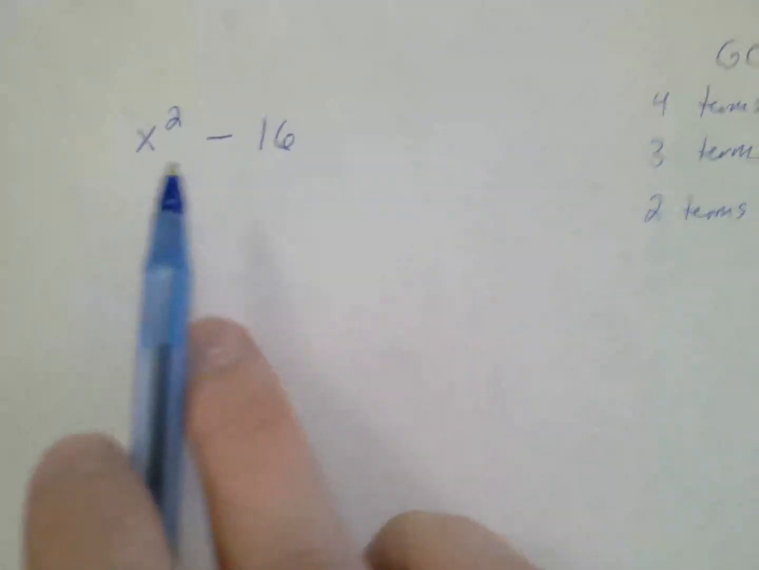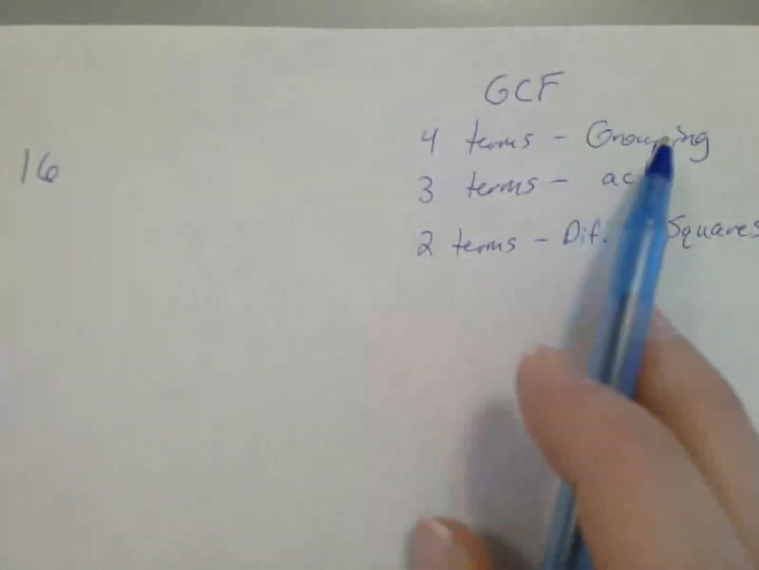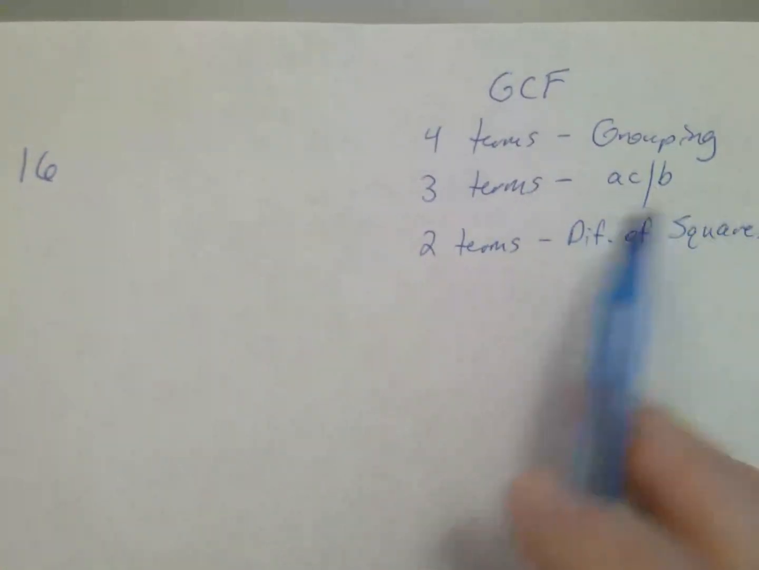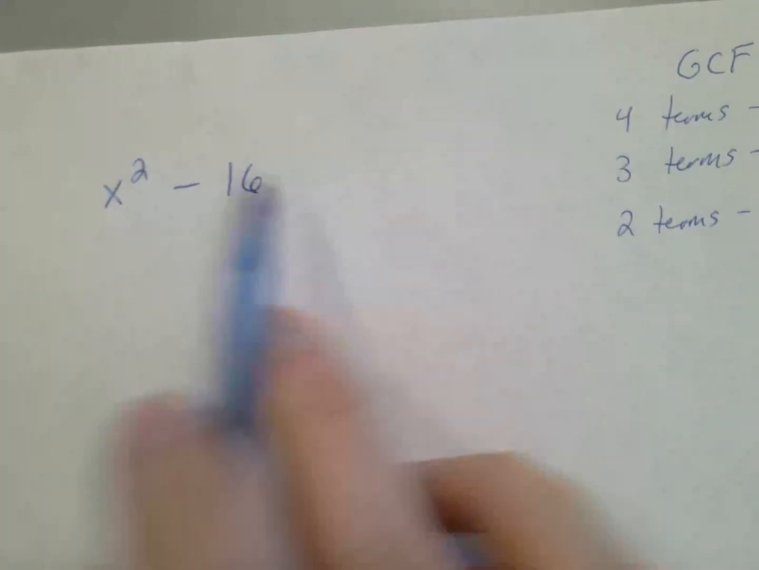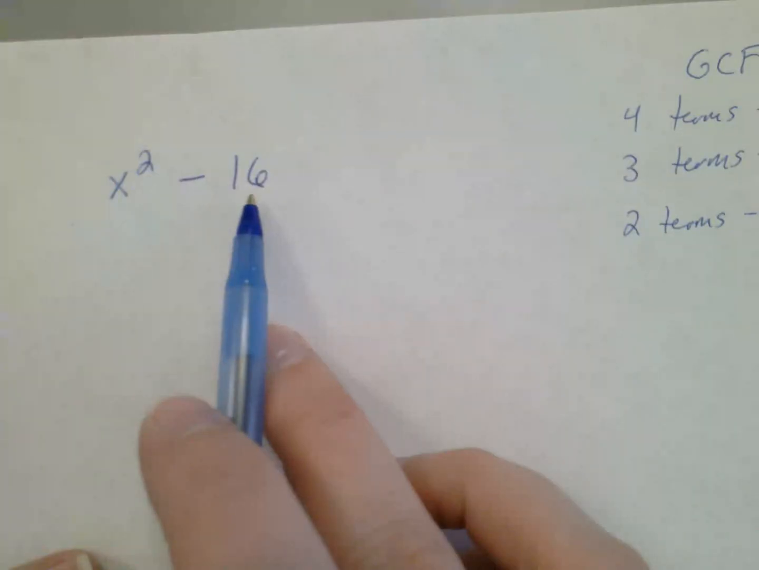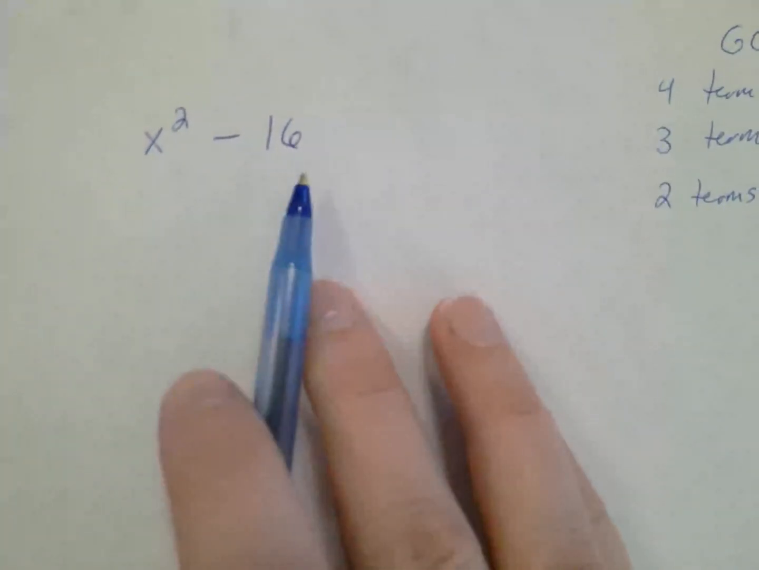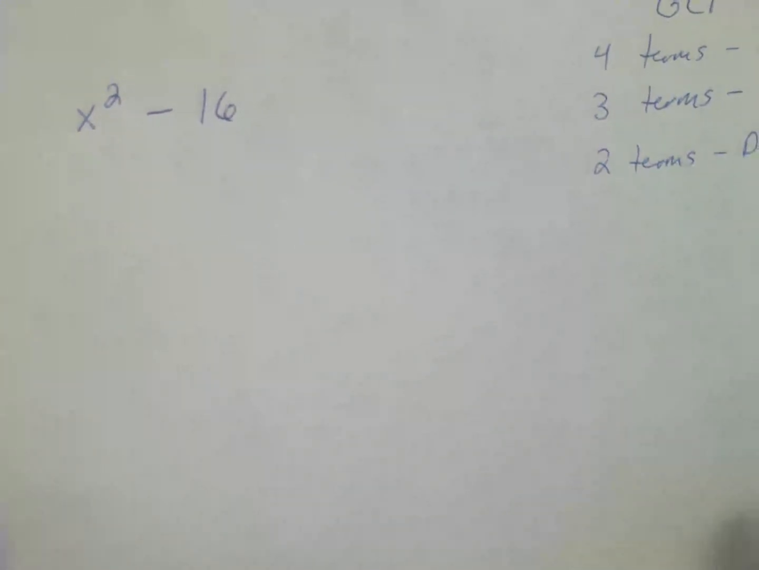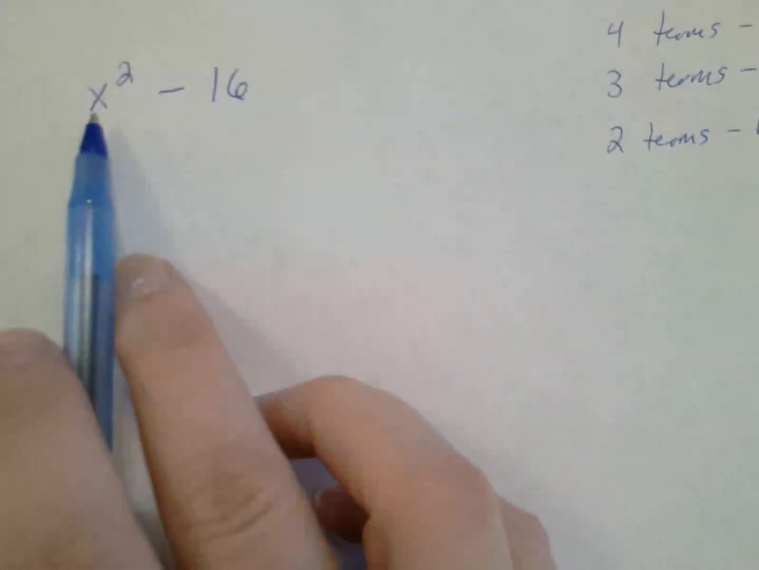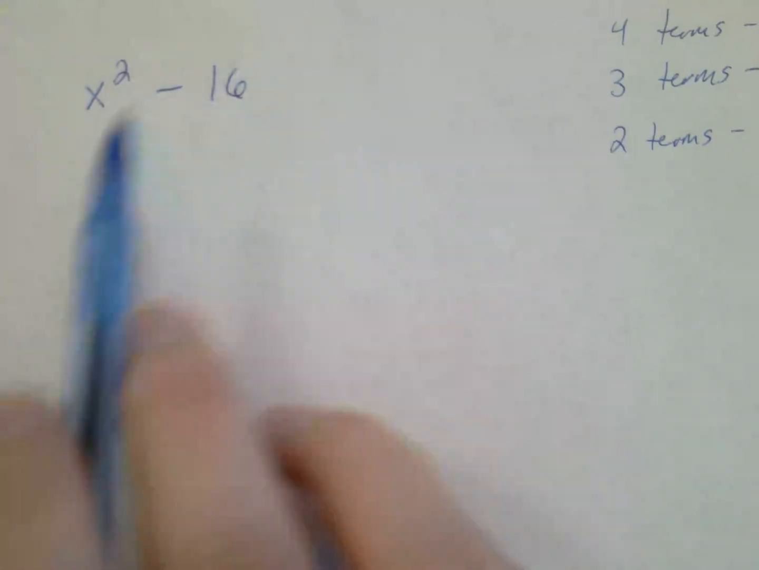Okay, so again, there's just two terms here, so it's obviously not going to be grouping, it's not going to be ACB chart. We should check for GCF, but there isn't anything that goes into both 1x squared and negative 16, so there's no GCF on this one. Okay, so there's two terms. So it's this thing called difference of squares. Notice how this is a perfect square and this is a perfect square.